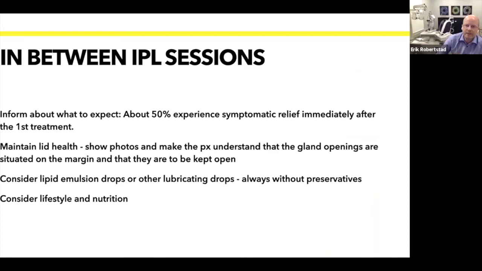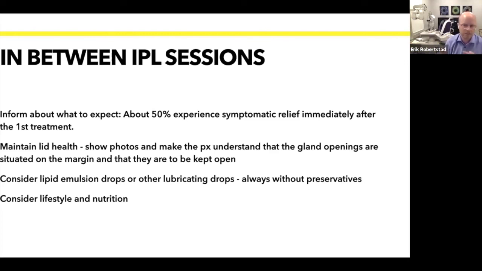In between the sessions, inform patients about what to expect. I tell my patients that about 50% of patients can experience symptomatic relief immediately after the first treatment, so almost the same evening or the day after. Usually it will be a little bit of a honeymoon effect. It will only last for a few days, and then that symptomatic relief will start to tail off. They come back for their second treatment, usually after 2 weeks. And I think it's important not to wait much longer than 2 weeks.